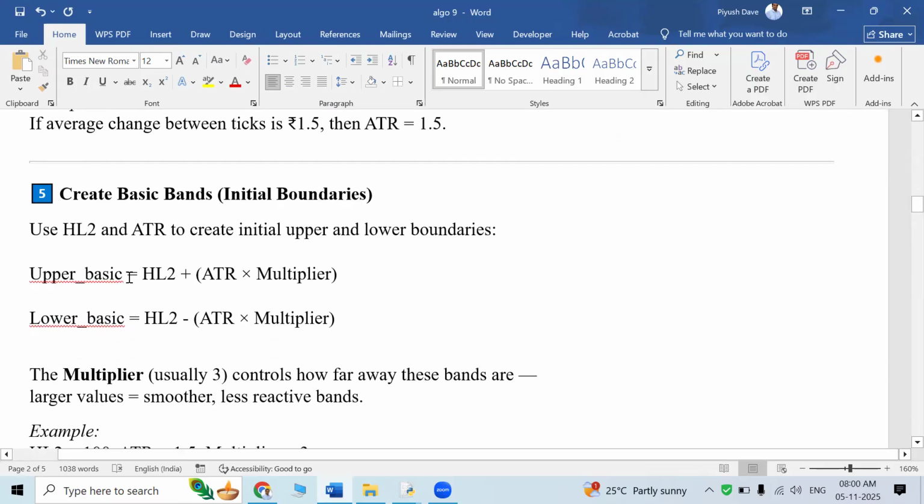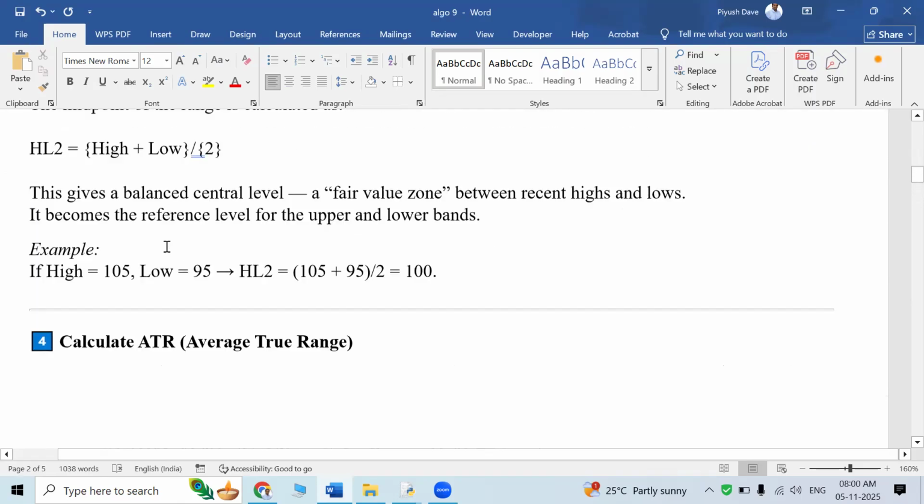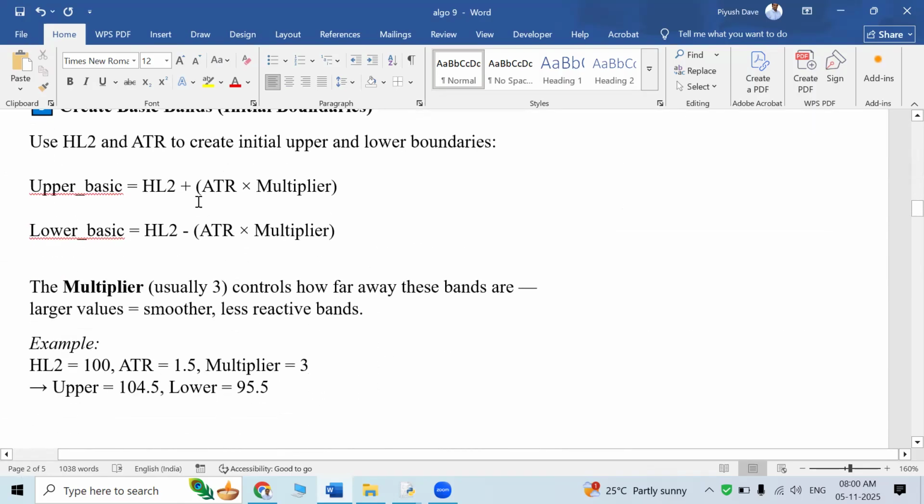Now let's create the bands for the super trend. The first is the upper basic and the second is the lower basic. Upper basic is HL2, that means the value we calculated over here, high plus low divided by 2, plus ATR multiplied by the multiplier. Now I'm going to explain the meaning of this multiplier. Next, lower basic will be calculated as HL2 minus ATR into multiplier. So this will be plus, and this will be minus ATR into multiplier. I have taken the multiplier here as 3.